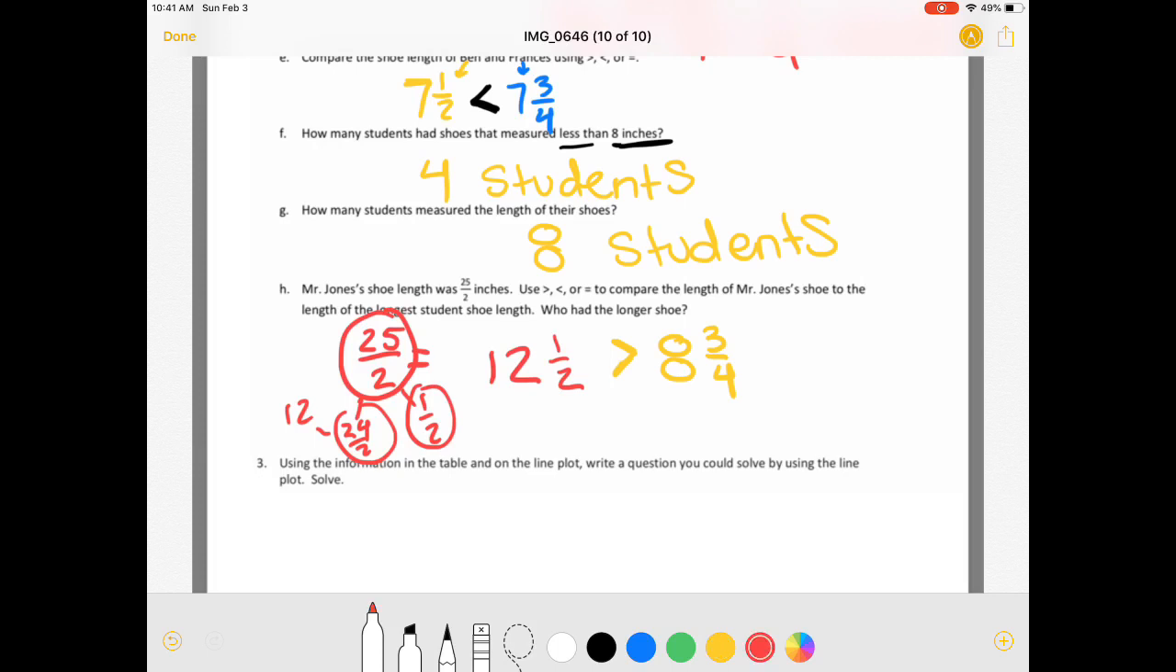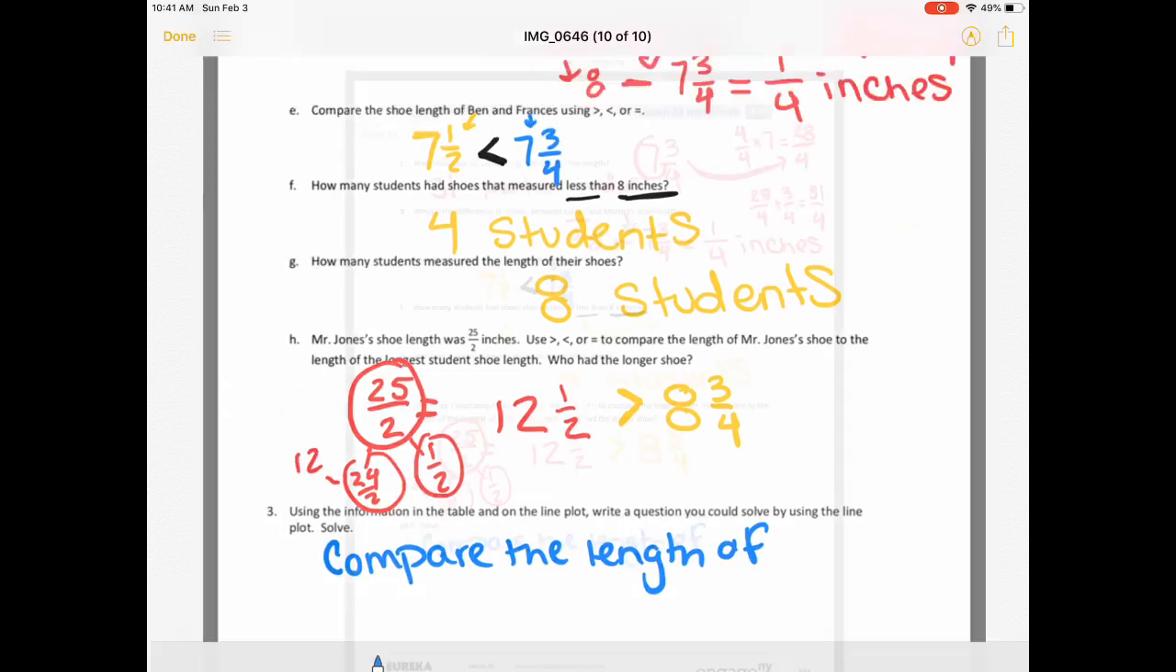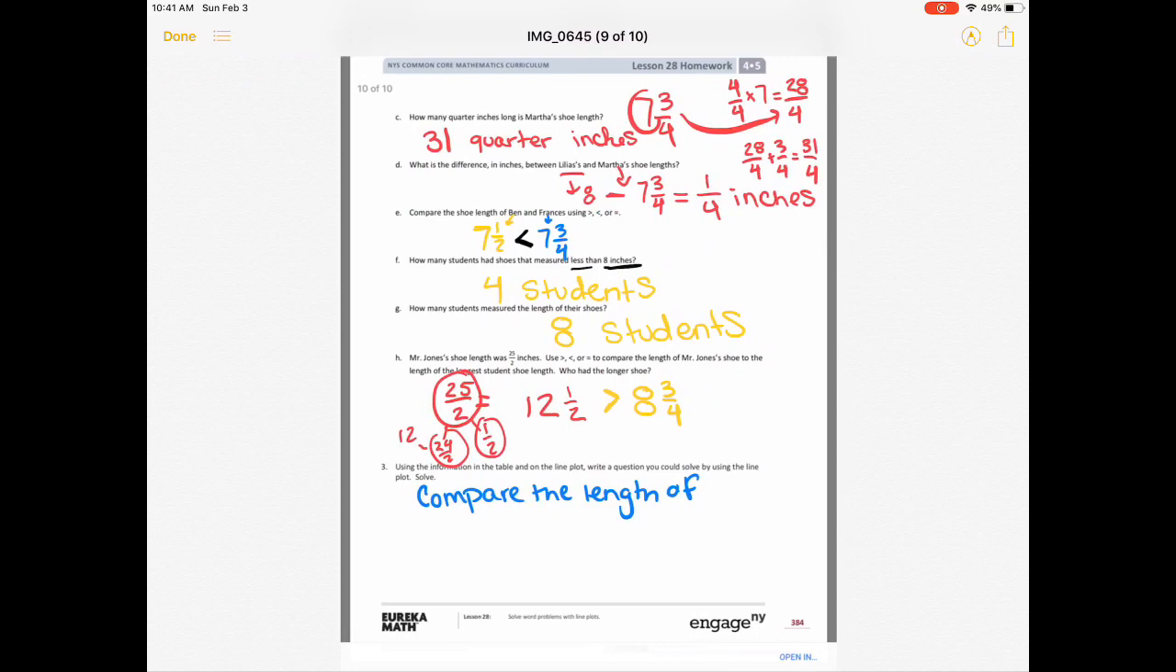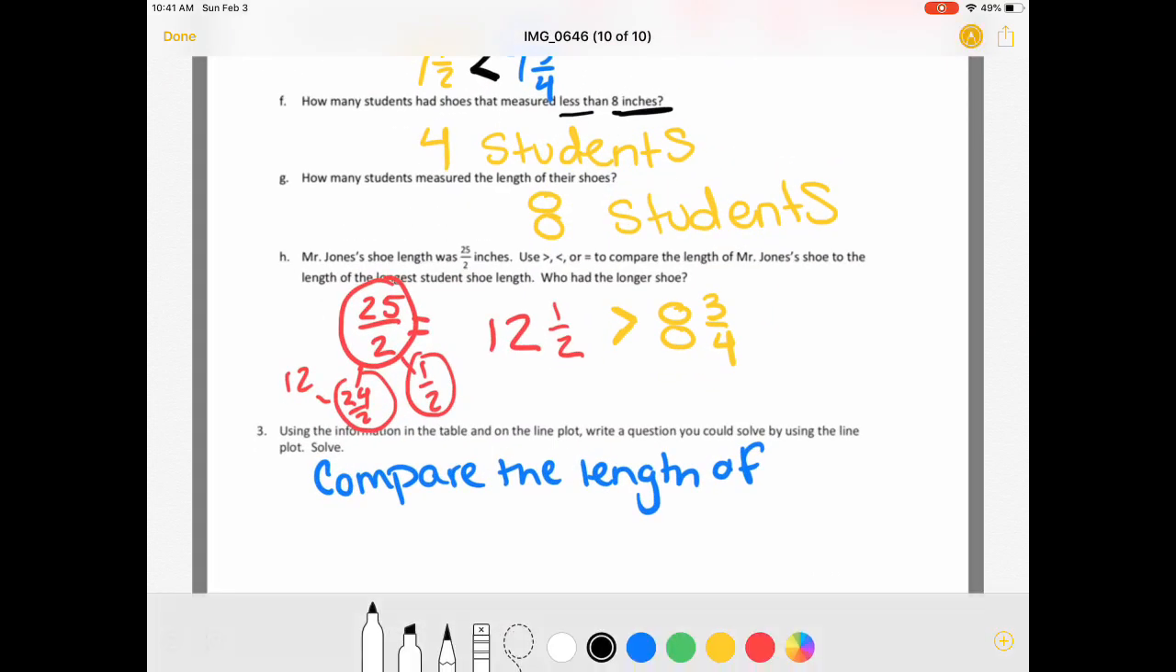Okay, and the last question says, using the information in the table and on the line plot, write a question you could solve by using the number line. So I'm just going to come up with one. Well, let me look back and see what their names were. I forgot their names. Let's pick 2 students to compare the length of their shoes. Let's do Colin. So we're going to say compare the length of Colin and Ben's shoes.